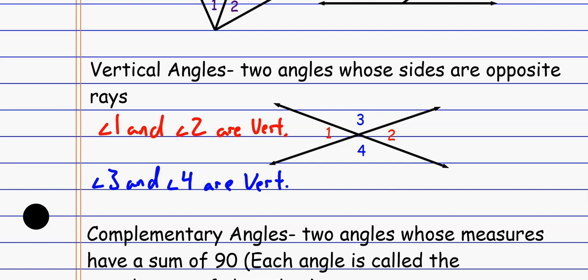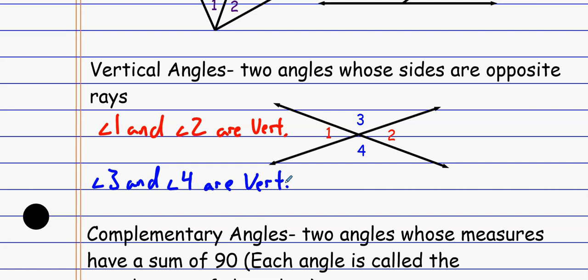And again, the definition doesn't really make a lot of sense usually to students. When you visualize vertical angles, it's a lot easier. It's easy to see, hey, two lines are crossing. The angles are opposite one another. Those are vertical angles. All right.